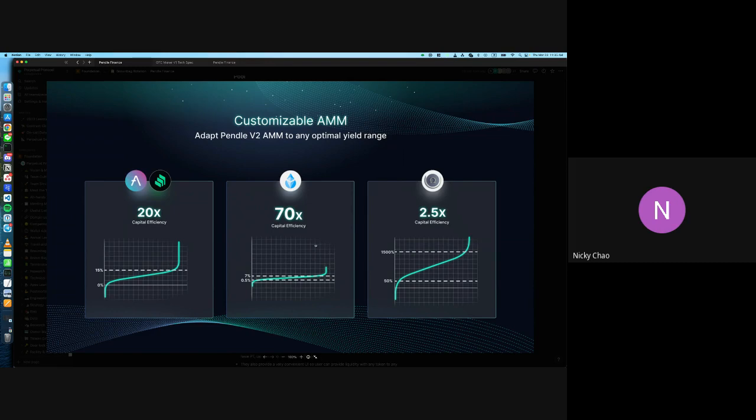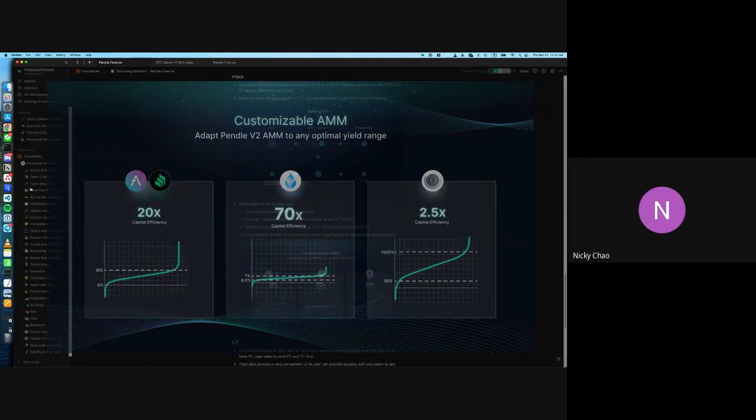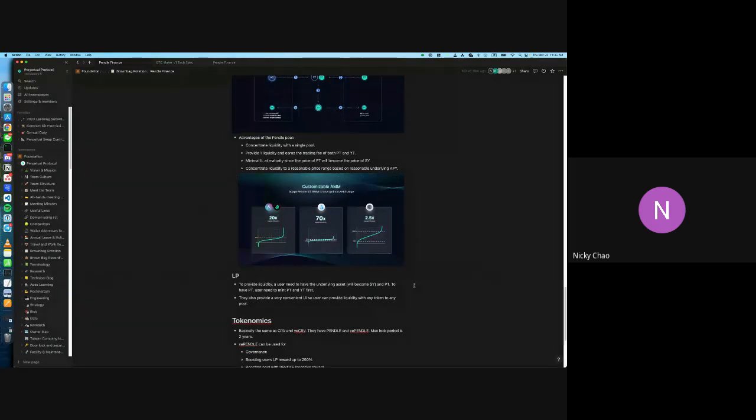So what they can do is concentrate the liquidity within this price range, because that's where most of the trades will happen, right? So this is what they do. I didn't dive into the implementation details of this customizable AMM, but I think it's pretty understandable that they can do the concentrated liquidity.